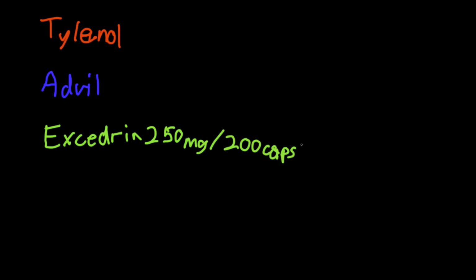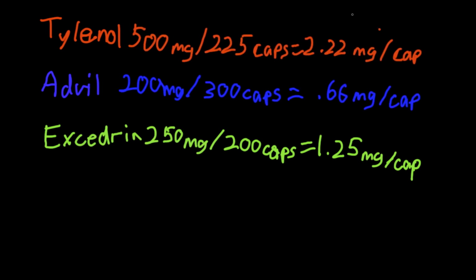Next, we must find the milligram per capsule. Excedrin, for instance, contains 1.25 mg per capsule. Continuing the calculations, we see Advil contains 0.66 mg of ingredient per capsule, with Tylenol containing 2.22 mg of ingredient per capsule. Tylenol is, therefore, the densest. I say densest, but that does not apply to actual weight. It simply refers to how much ingredient is in a single capsule.